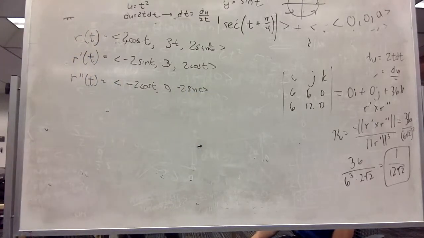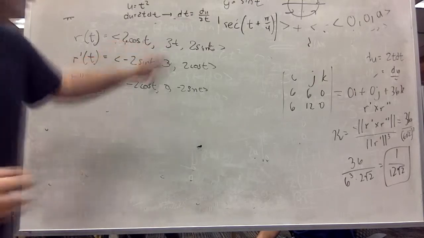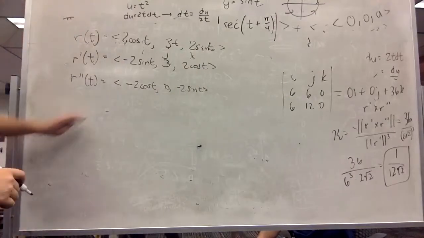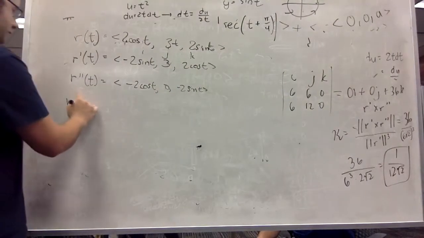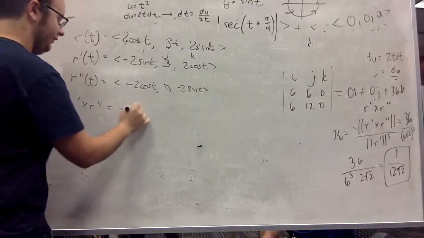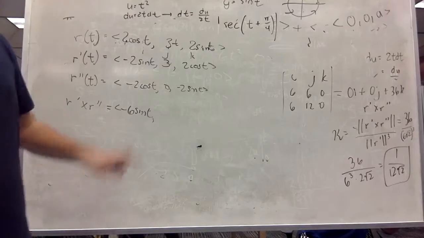There's our prime. There's our double prime. We're going to cross those. It's a good thing I wrote them stacked like that because i, j, k go right across the top of this. So crossing these gives me, from the u double prime, negative 6 sine t. So you have to run the substitution. Bear with me here. Watch this.